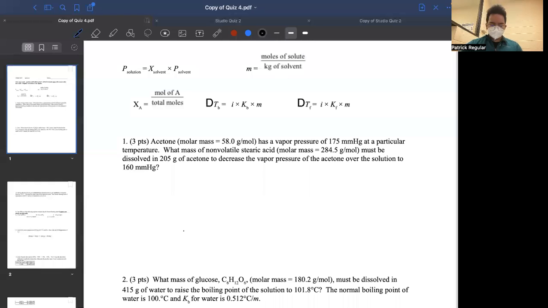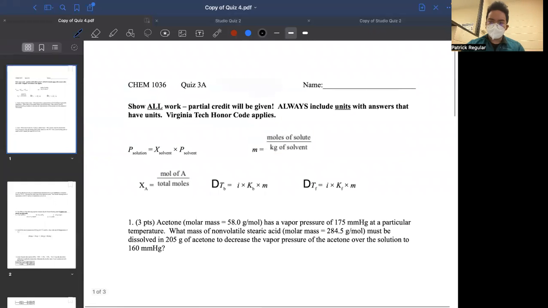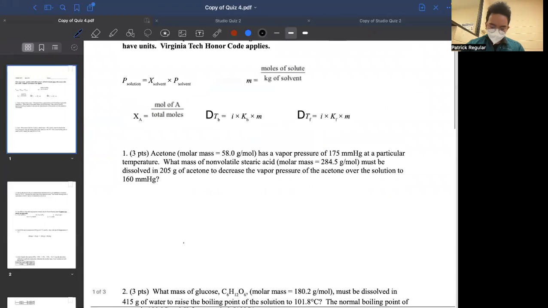So let's see. Hopefully, you guys can see this. All right. So this is the quiz that I actually released earlier. So let's just go ahead and jump right in. So right here, it tells us, okay, acetone by itself has a vapor pressure of 175 millimeters of mercury. What mass of the acid, or basically solute, dissolved in 205 grams of acetone, so that's your solvent, to decrease the vapor pressure of acetone to 160.